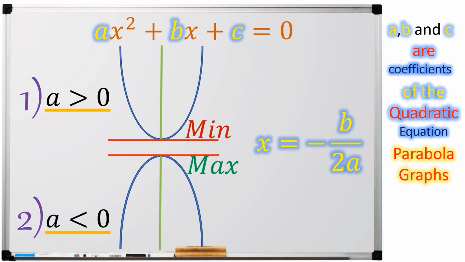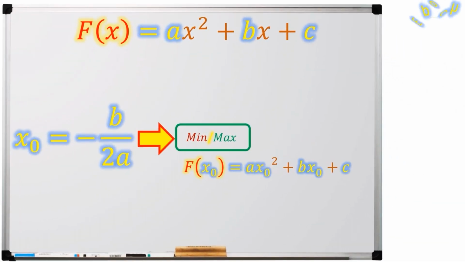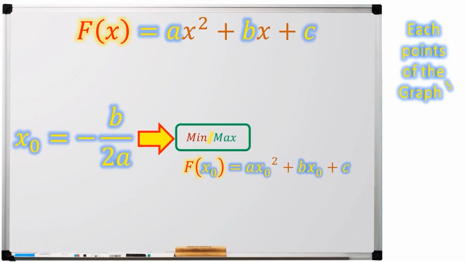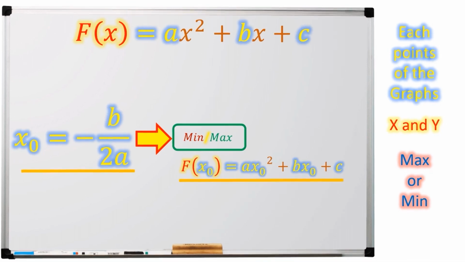However, it's worth noting that whether the graph faces upwards or downwards, the symmetry axis remains the same, equal to negative b over 2 times a. As you're aware, all graphs are defined by their x and y values. To determine the maximum or minimum of the function, we simply substitute x0 for x in the original function. It's quite straightforward, isn't it?